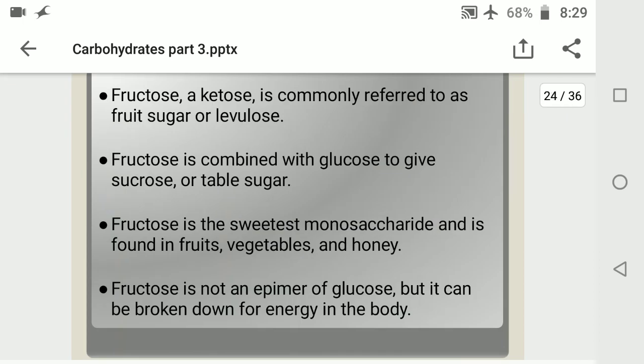Fructose, a ketose, is commonly referred to as fruit sugar or levulose. Fructose is combined with glucose to give sucrose or table sugar. Fructose is the sweetest monosaccharide and is found in fruits, vegetables and honey. Fructose is not an epimer of glucose, but it can be broken down for energy in the body.